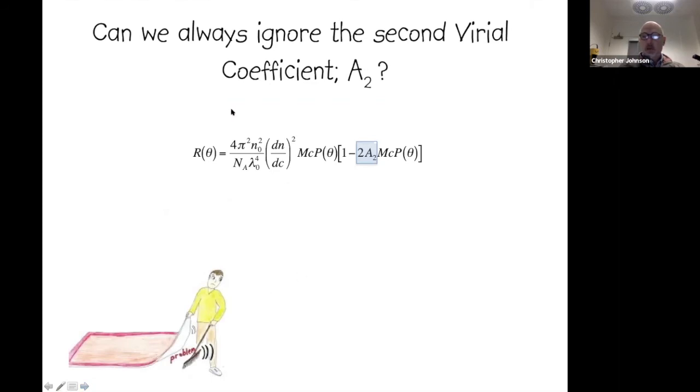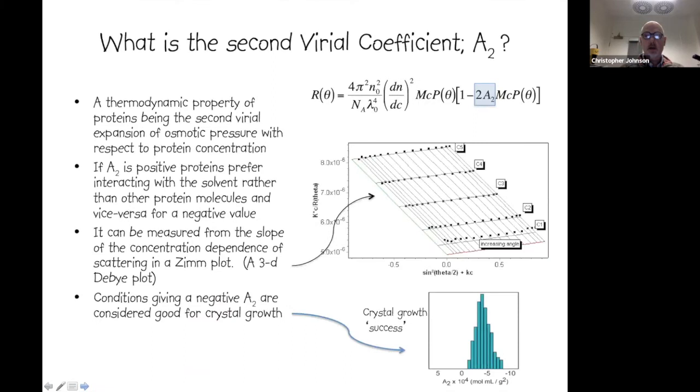So earlier on, we looked at this equation, and I mentioned that there's this term called the second virial coefficient. And I said at the time that typically we can ignore it. So is this always the case? Well, the second virial coefficient is a thermodynamic property of proteins, and it's the second virial expansion of osmotic pressure with respect to protein concentration. That doesn't really tell you too much, but what it really means is that if the second virial coefficient is positive, then proteins are preferring to interact with the solvent rather than with other protein molecules, and vice versa for a negative value. If we wanted to measure the second virial coefficient, we can do this again with light scattering.